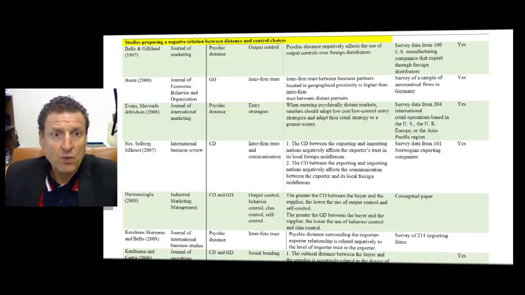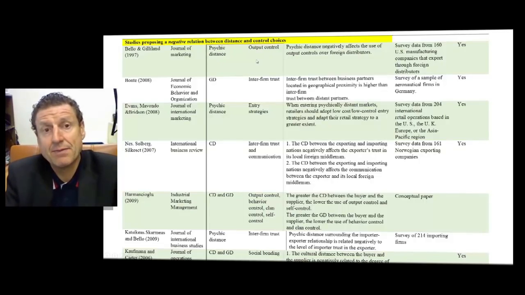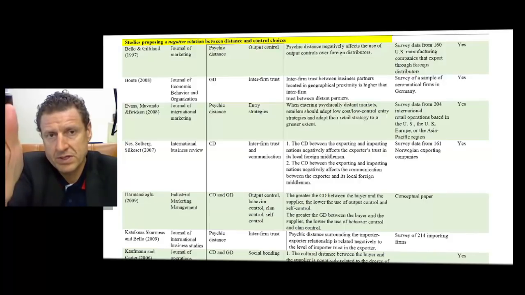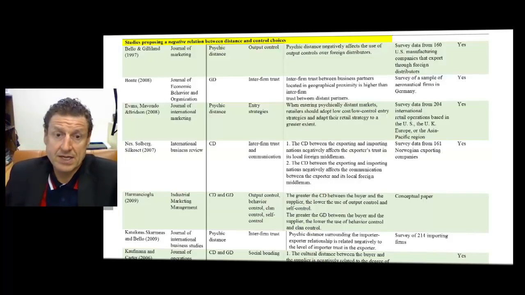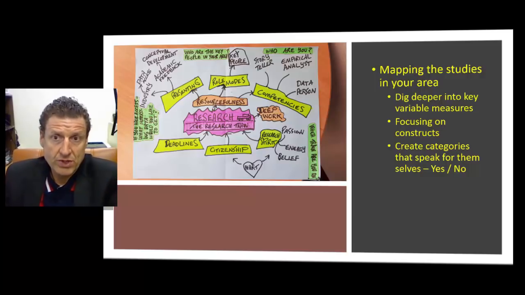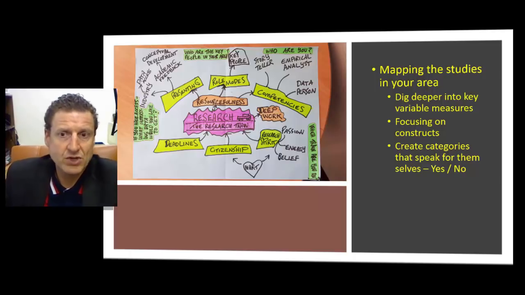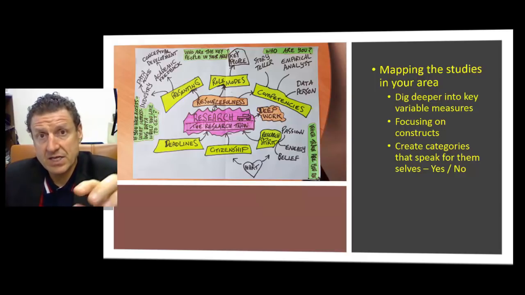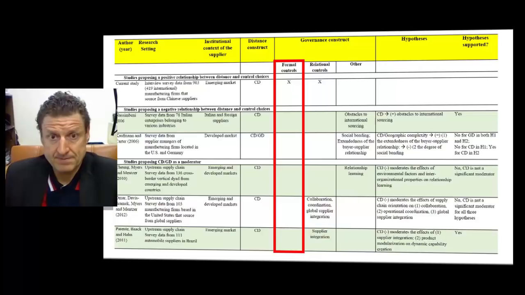So here, what we have done is actually put the name of the dependent variable in this column, the name of the independent variable in this column. But now we want to parse out the dependent variable and really put a tick next to all of those studies that have actually looked at output controls, all of those studies that have looked at informal controls. So let's have a look, shall we? And that's what we're doing here. We're digging deeper into variable measures. We are focusing on constructs. We want to create categories that speak for themselves. In other words, you put a yes or no if a study has actually measured a particular variable.